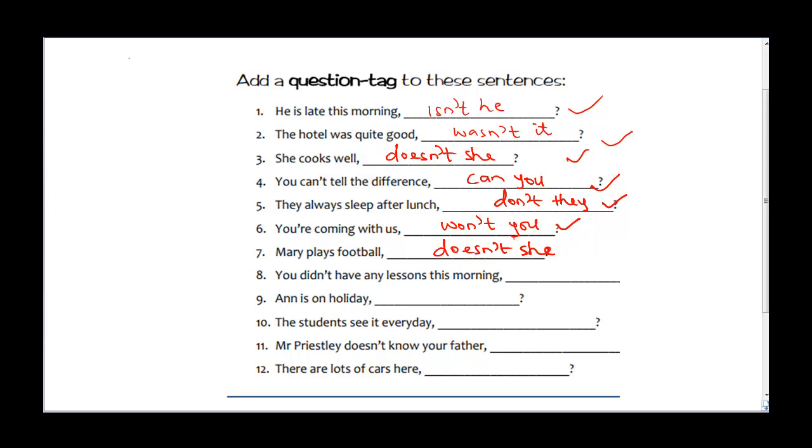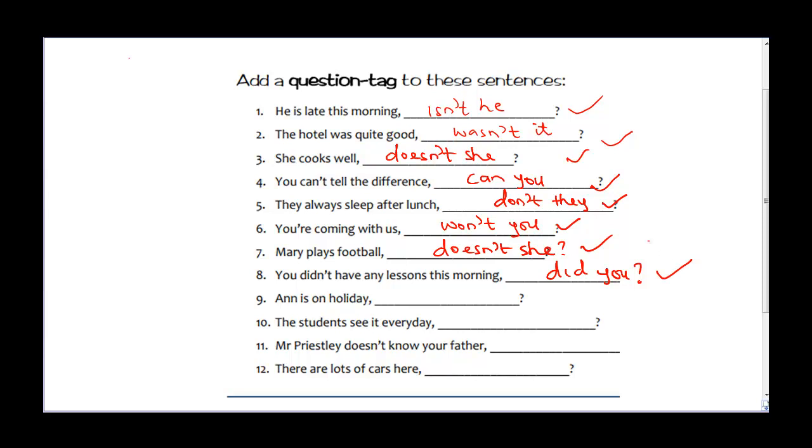Question 8. You didn't have any lessons this morning. Now, if you look at the statement, it's what? A negative statement. Now, you recall back when we use a negative statement, we use what? A positive tag. You didn't have any lessons this morning. Did you?